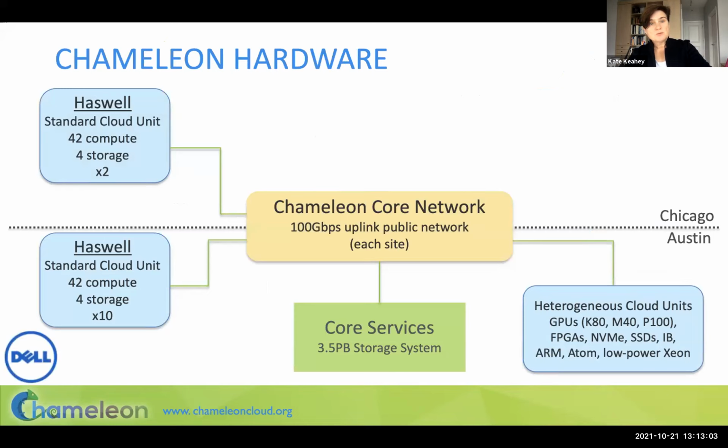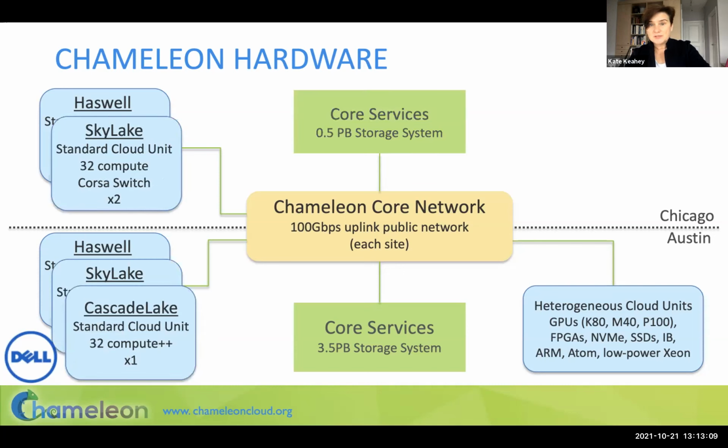So we started with 12 racks of Haswell processors, like I said, 2 sites connected by a 100G network. And in phase 2, we added 2 racks of Skylake processors at University of Chicago. So that was a nice upgrade. At TACC, we added Skylakes and Cascade Lakes.